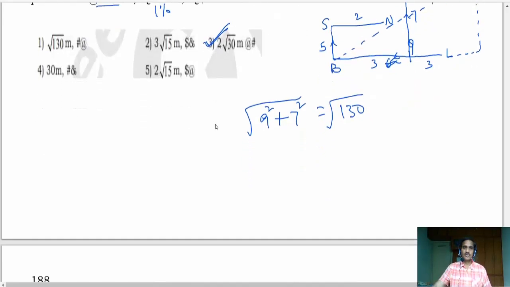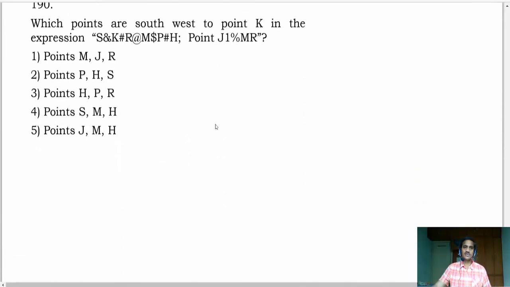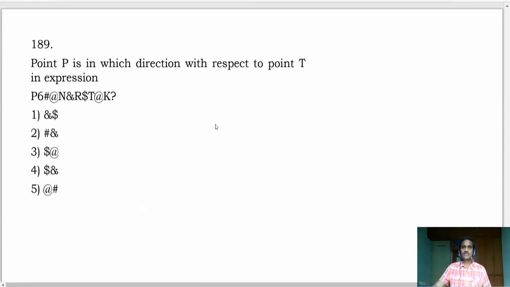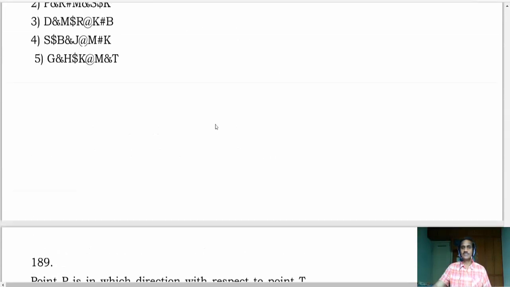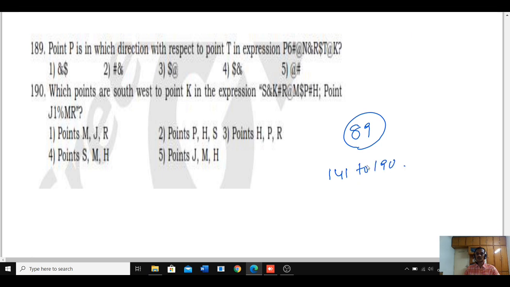Now I hope you people can work out the remaining 3 questions, which are based on the same directions. Okay? Work out in the same pattern. You will do it, right? Now with this, we have come to an end of this paper number 89. We have discussed question numbers 141 to 190. Hope everyone followed this one.